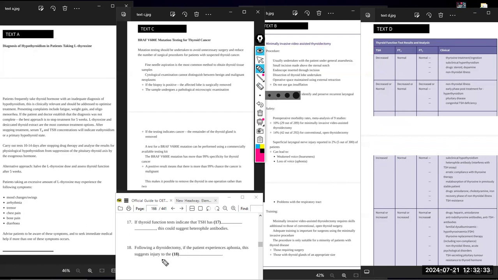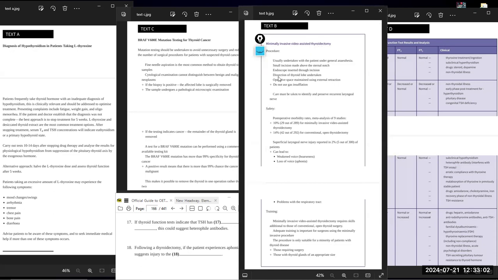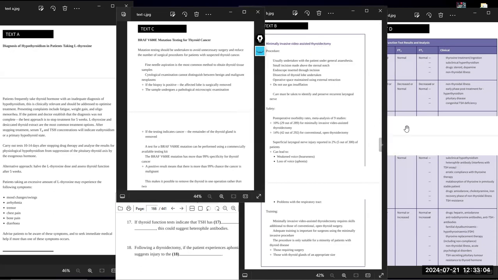Injury to the laryngeal nerve. Yes, exactly. How did you know which text? It's text B, because we have the loss of voice, aphonia. Those are the symptoms for this kind of injury. So we have to search for aphonia and injury. These are the keywords. Thyroidectomy, absolutely. This is the main topic about this text. So I have to search carefully just to find it.